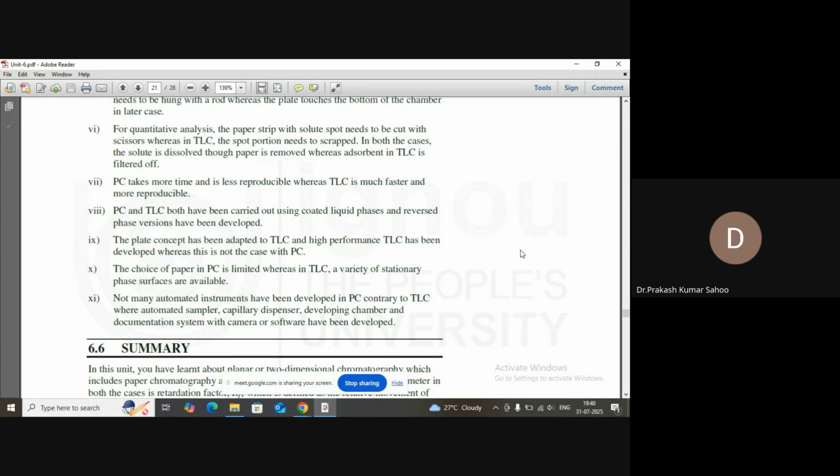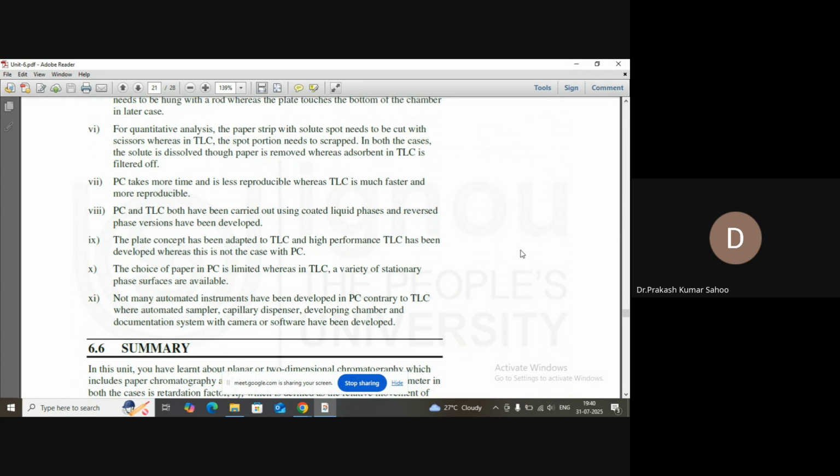Not many automated instruments have been developed in PC, contrary to thin layer chromatography, where an automated sampler, a capillary dispenser, a developing chamber, and a documentation system with camera or software have been developed. So both the techniques, paper chromatography as well as thin layer chromatography, are two-dimensional techniques.